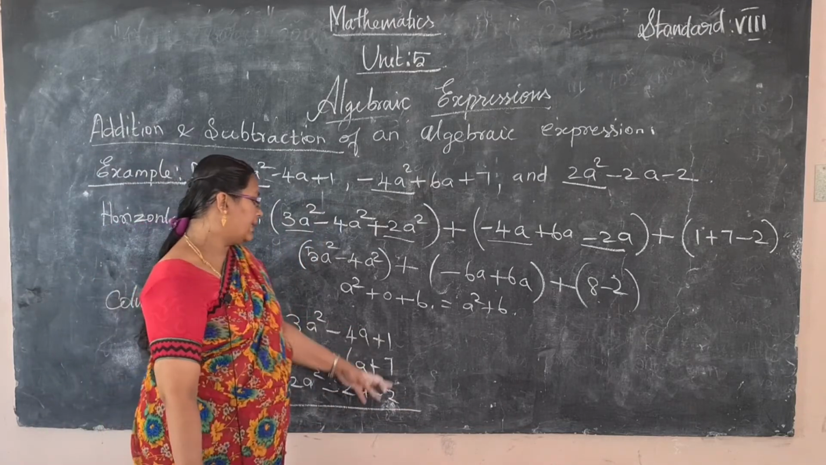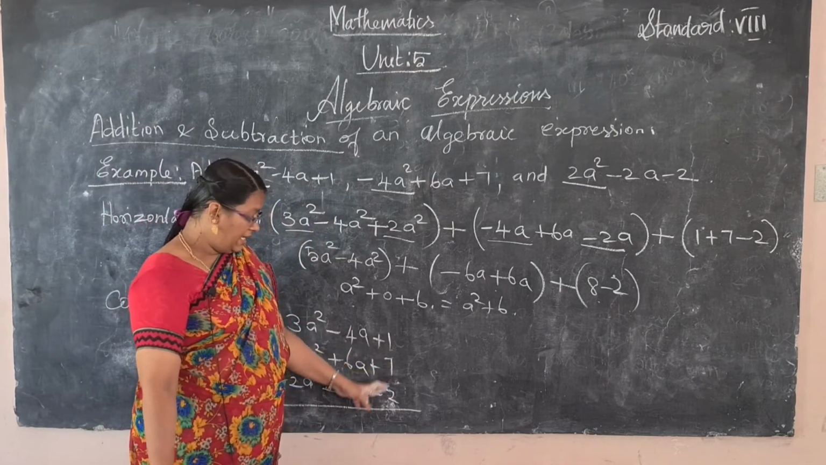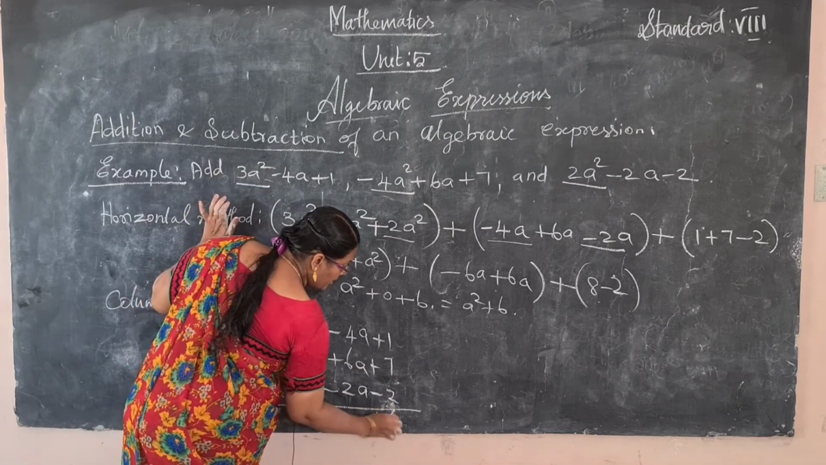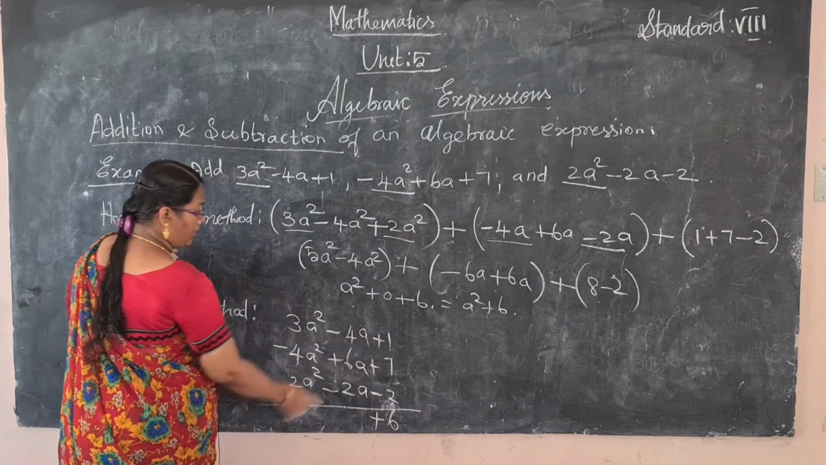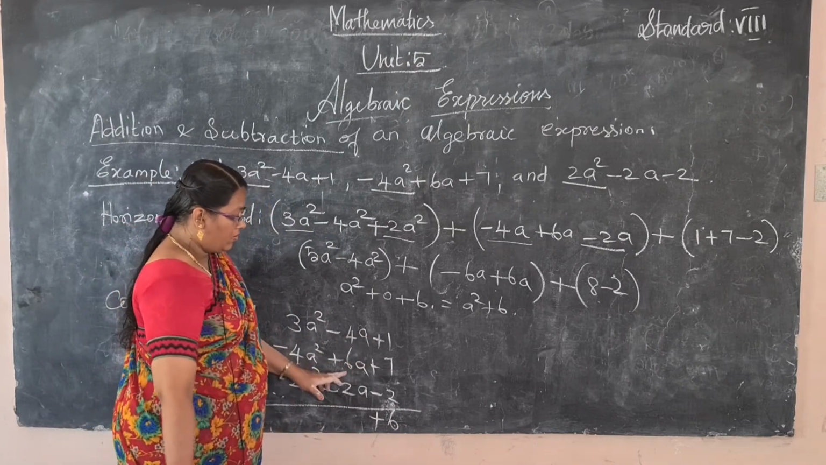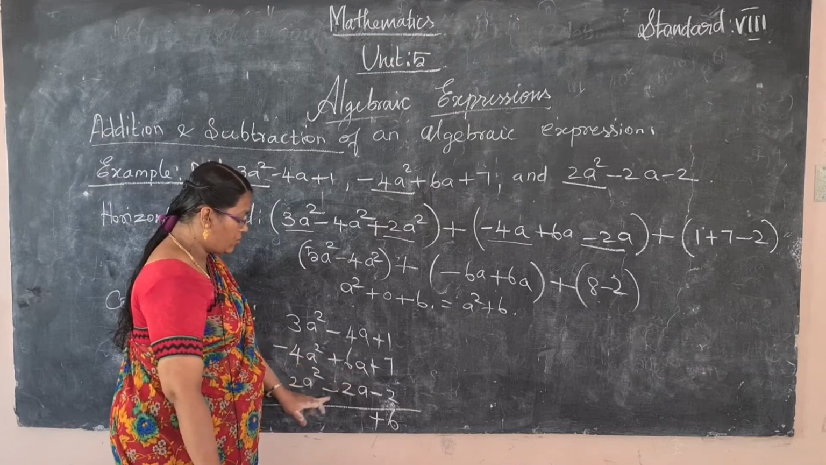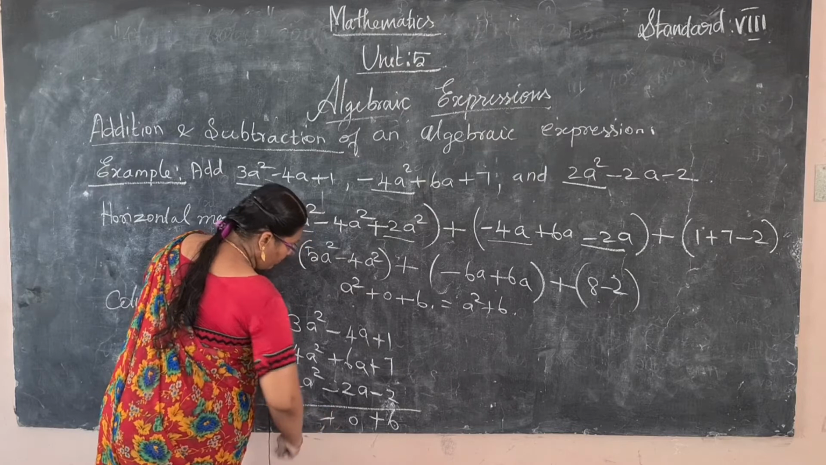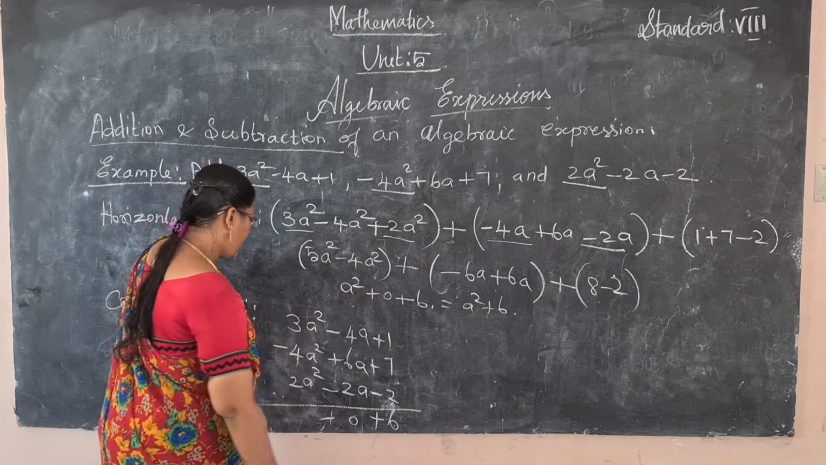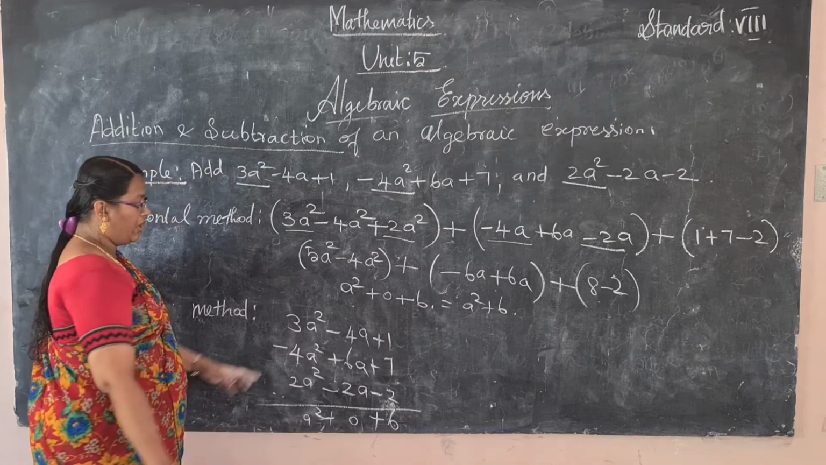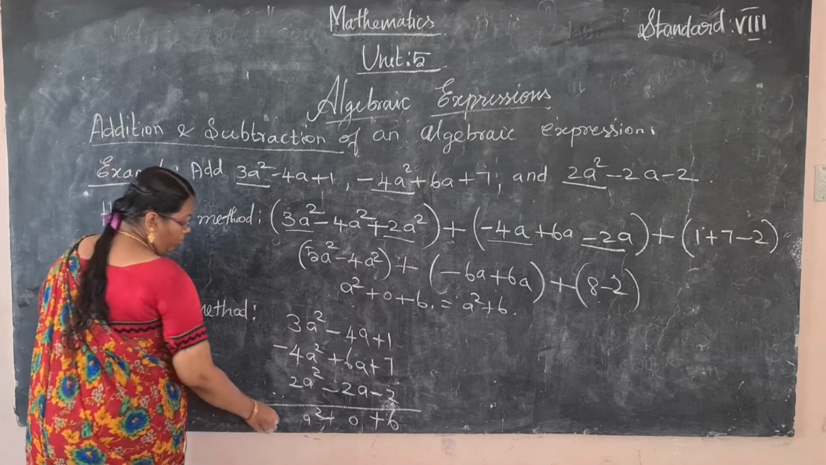As usual calculation. So 1 plus 7, 8. 8 minus 2 plus 6. Here minus 4a, minus 4a plus 6a. What do we get? Plus 2a. Plus 2a minus 2a will be 0. Plus here a squared, 3 plus 2, 5. 5 minus 4, 1.